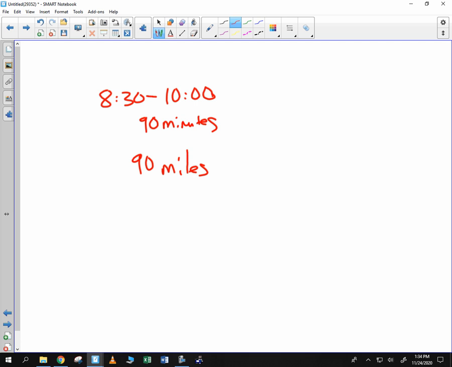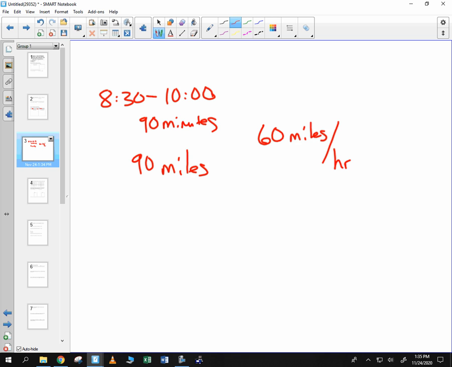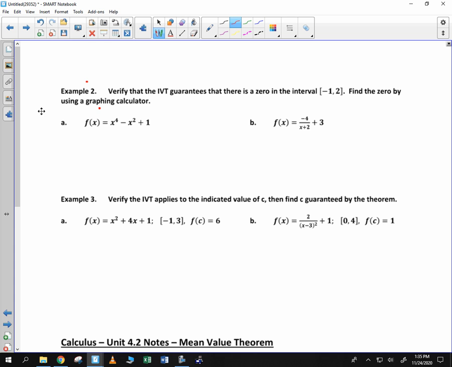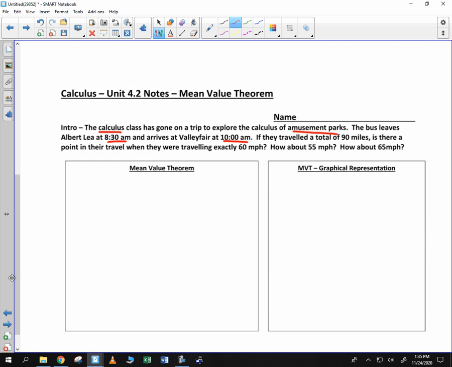And so, it doesn't take much thinking here to realize that you're going a mile a minute, or 60 miles in each hour. And so that's your average speed. The question is, at some point, do you have to go exactly 60 miles per hour?